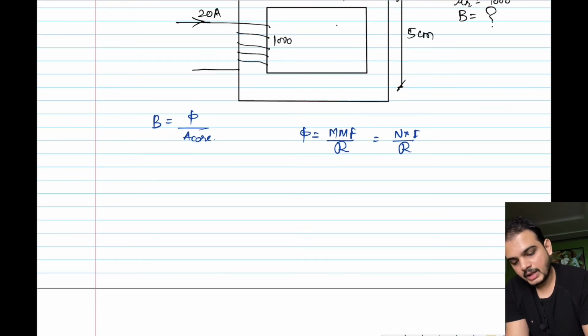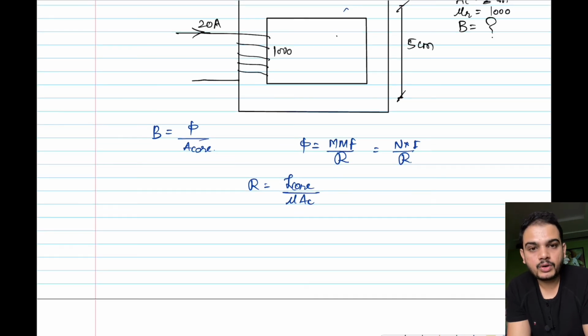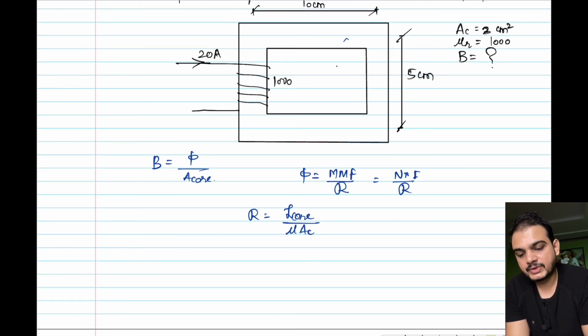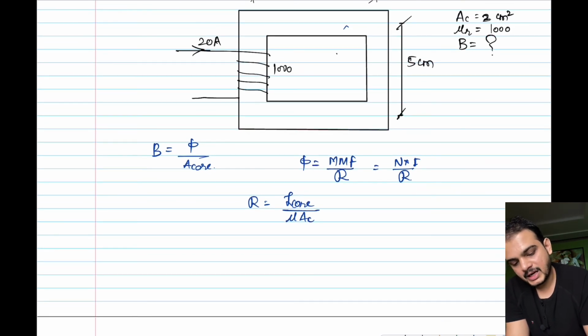We know that reluctance is equal to length of core divided by mu into area of core. Now how to calculate the length of core? Length of core is nothing but the perimeter of the given core material. Perimeter of this rectangle is equal to 2 into (length plus width).